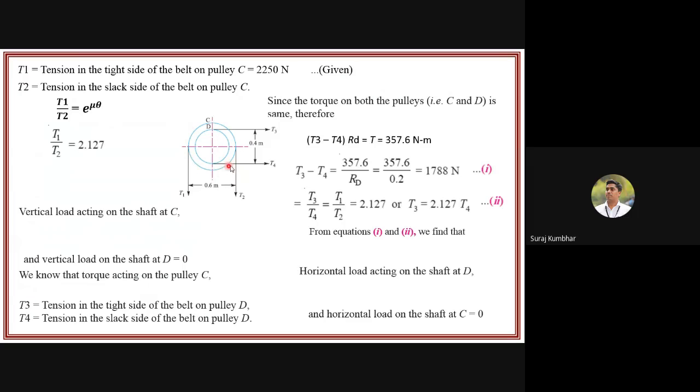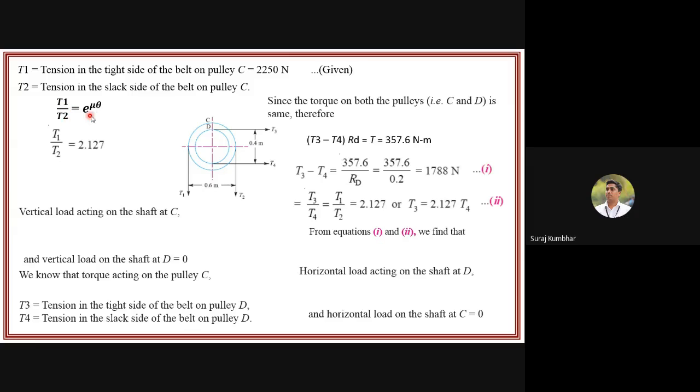ही diagram मी already तुम्हाला दाखवले, C आणि D pulley. On C pulley there is a vertical load acting. On D pulley there is a horizontal load acting. That is T1, T2 आणि इथे आपण इंडिकेट केले T3, T4. ओके, याच्यात T1, T2 मध्ये T1 हा टाइट साइड आहे आणि T3, T4 मध्ये T3 ही टाइट साइड आहे. Okay, so T1 upon T2, now this is the most important formula.